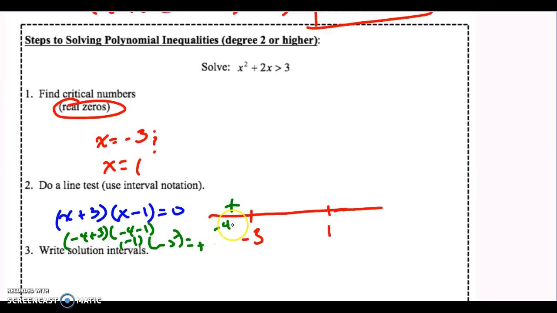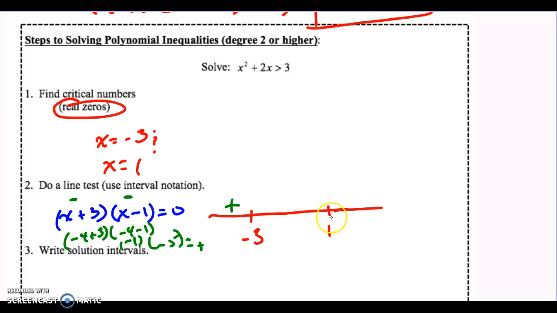In fact, if I take any number on the left side of negative 3, I guarantee you that I am going to get a positive number always. So if we try negative 100, some number on the left side of negative 3, negative 100 plus 3 is going to be a negative number, negative 97. And negative 100 minus 1 is negative 101, which is a negative number. When I multiply that negative times the negative, I get a positive.